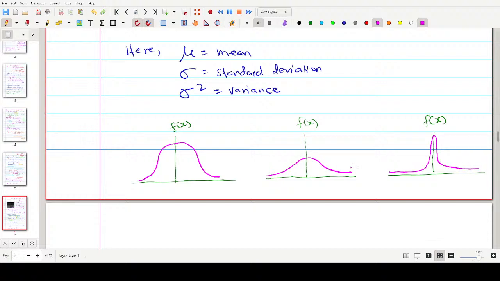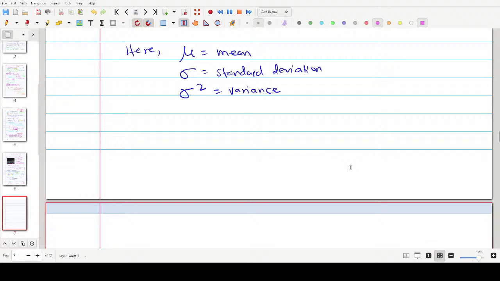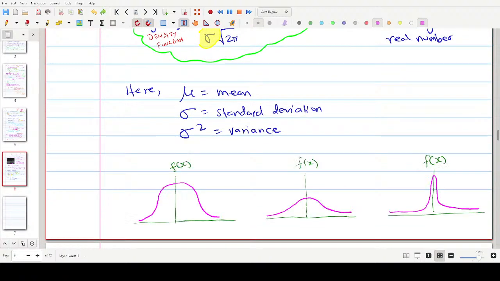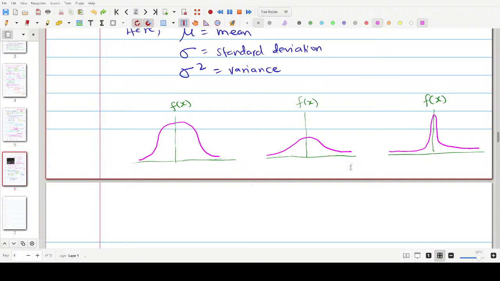The reason I drew this is because of an important piece of information that I must pass on to you. The second graph has high variance, and the third graph has low variance. Just for your information.